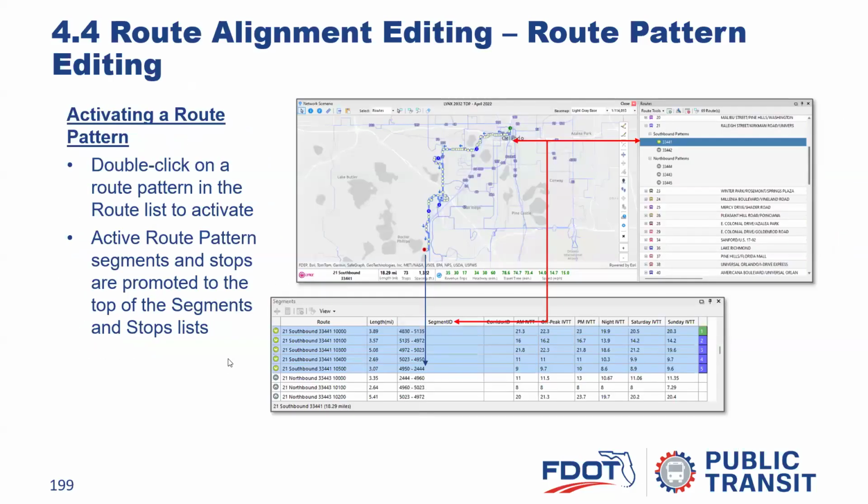All right, so this is what it looks like when you activate a route pattern. The example here is our Route 21, our southbound 3341 pattern. It is showing us in the map, it bolds out our Route 21, 33441 pattern. It shows us it begins here. There's a 1 here. That is the segment endpoint. That is the very beginning of the route.